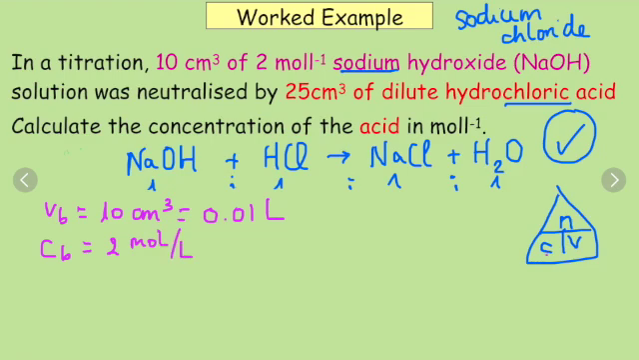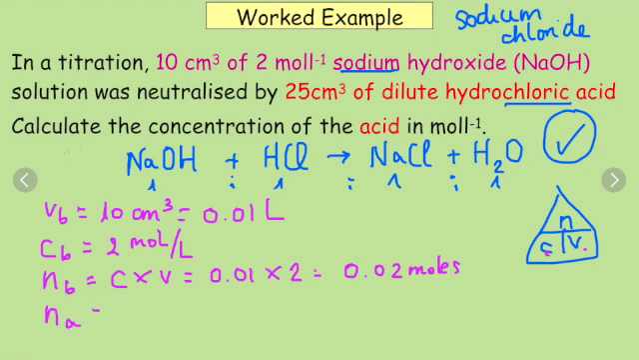Now we have the concentration and the volume. I'm going to calculate the number of moles of the base. So that is C times volume. 0.01 times 2 gives us 0.02 moles. Using the molar ratio, we know that 1 mole of the base is the same moles of the acid, so the moles of the acid are going to be the same as the moles for the base, so 0.02 moles.